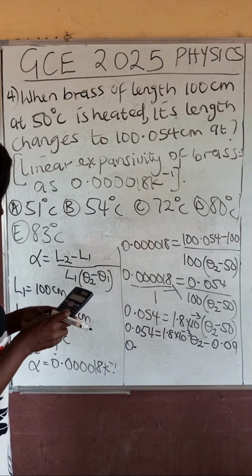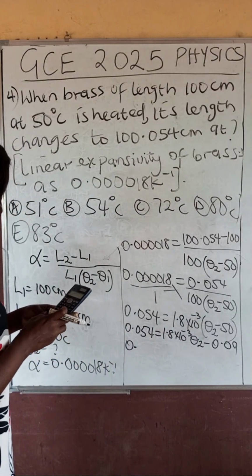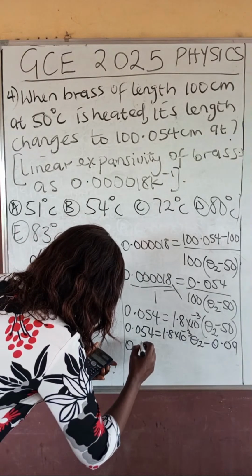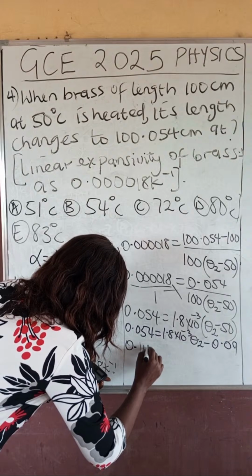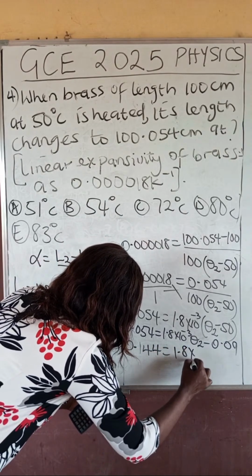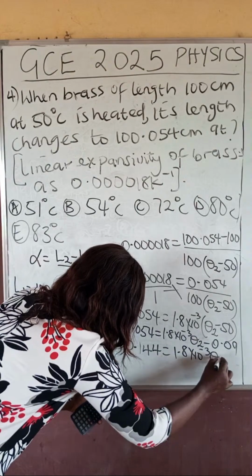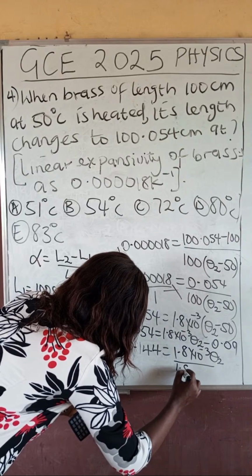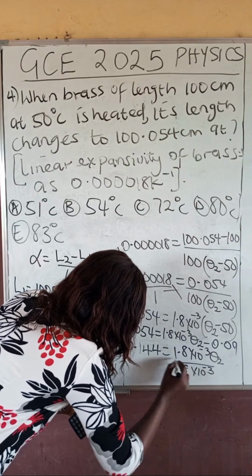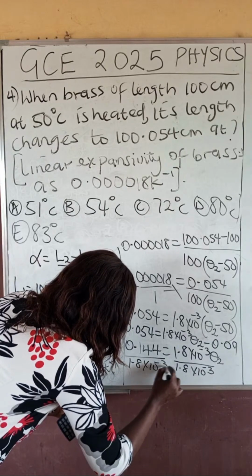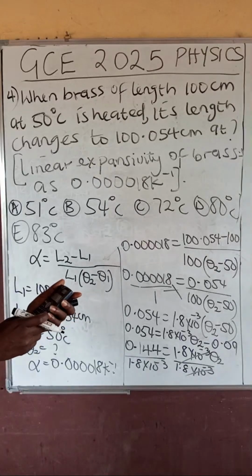I want 0.054 plus 0.09. That is, I'll have 0.144 is equal to 1.8 times 10 raised to the power minus 3 theta 2. Then I divide both sides by 1.8 times 10 raised to power minus 3. This will cancel.